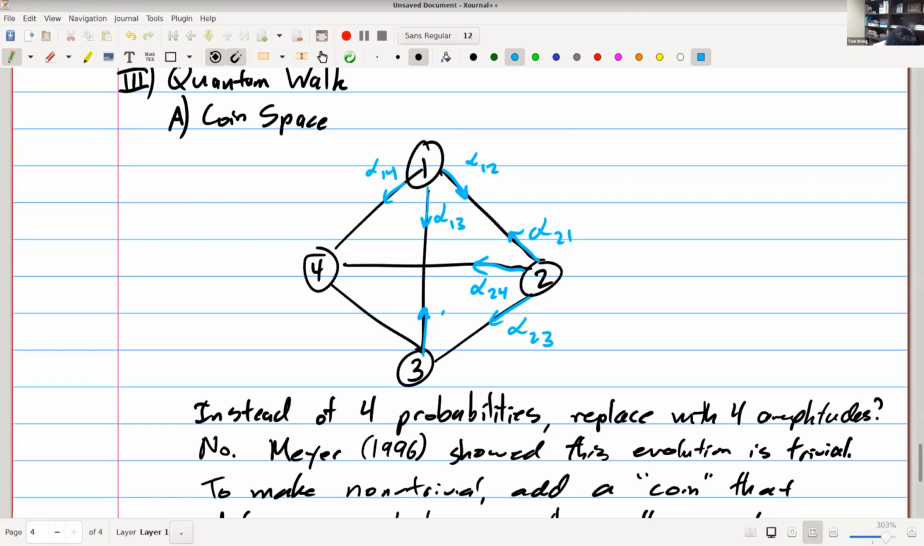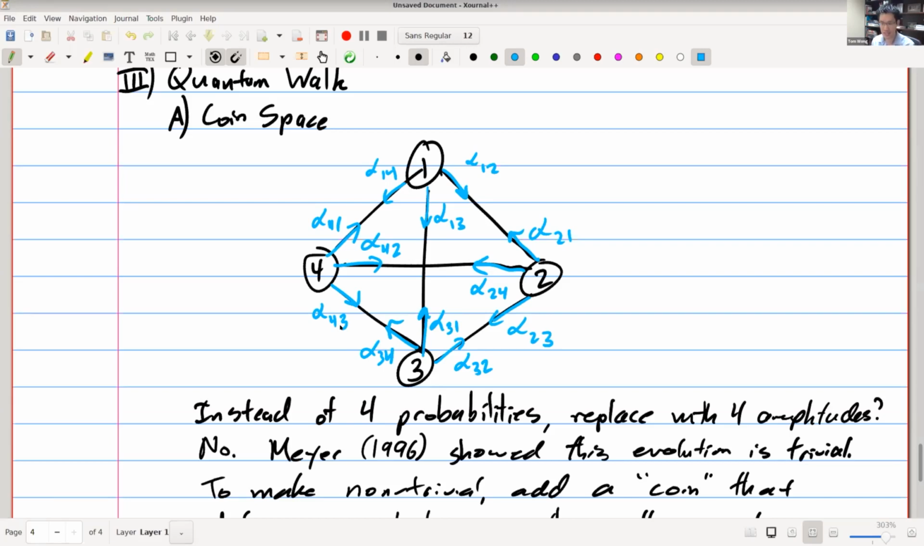And same thing here, amplitude of 3 pointing to 1, pointing to 2, and pointing to 4. And at vertex 4, you have some amplitude of pointing to vertex 1, some amplitude of pointing to vertex 2, and some amplitude of pointing to vertex 3. So instead of 4 amplitudes, we actually have 4 times 3, 12 amplitudes. So instead of 4 numbers, we have 12 numbers. This is one of the big things that makes a quantum walk different. And it's a quantum thing.